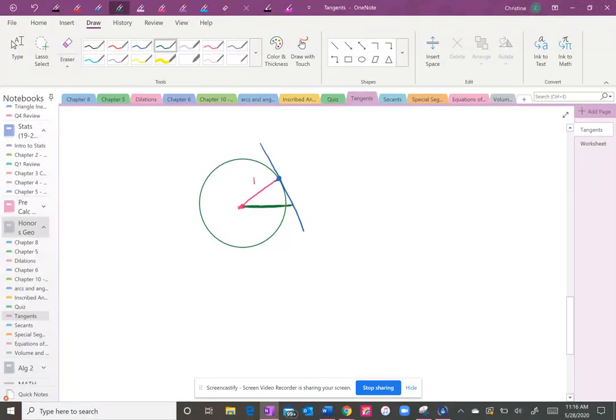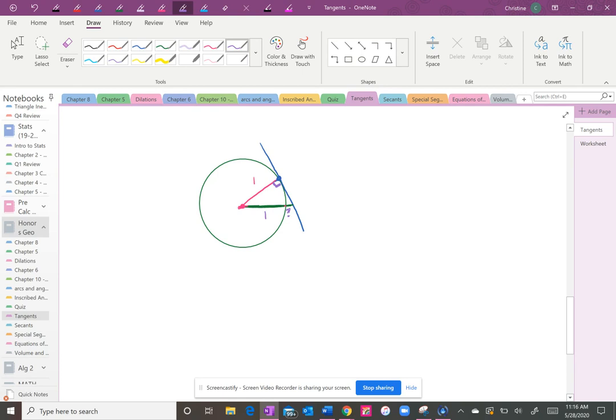Okay. When it touches the circle, it will always find a radius to make a 90-degree angle with. So remember, the radius is 1. This is some unknown measurement out there. I'm just going to put a question mark. And so let's talk about what a tangent is.